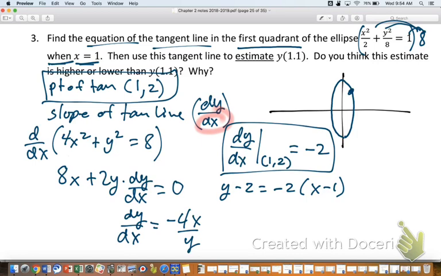Because you'd get -2x plus 2, and then you'd add 2 over. So you'd get -2x plus 4. Isn't the point (1, 2)? Yeah. You can take that and solve it. I think you get y equals -2x plus 4.